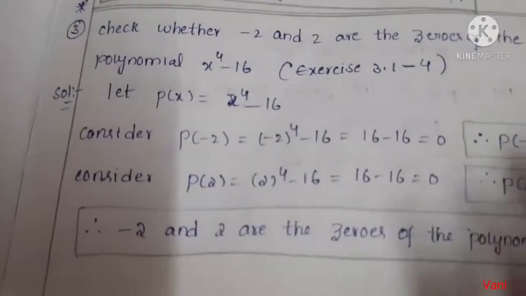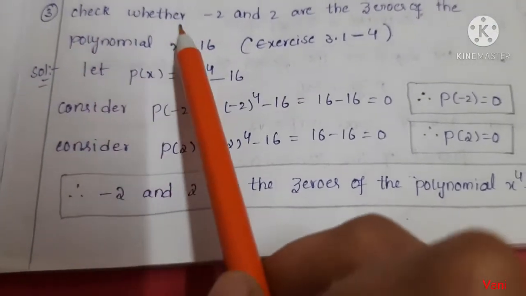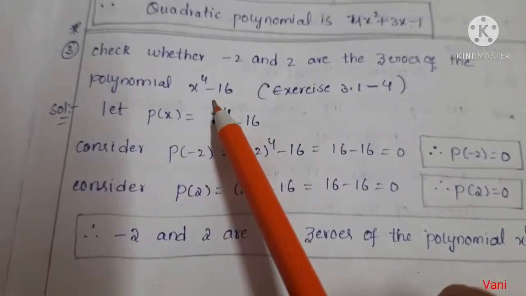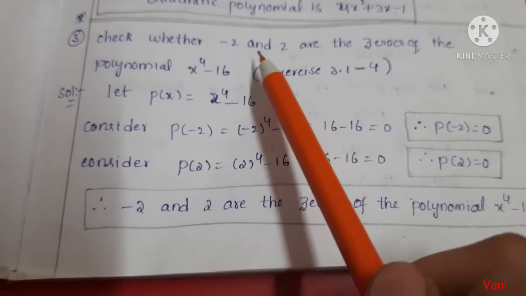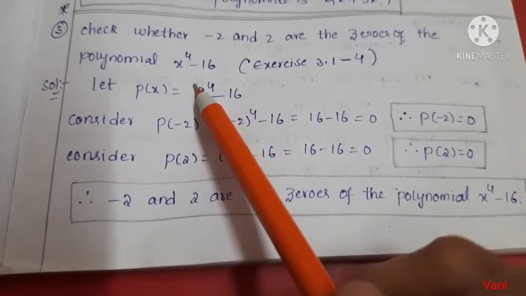Hi children, so in 2 marks questions, third problem. Check whether minus 2 and 2 are the zeros of the polynomial x power 4 minus 16. See, they have given the polynomial and zeros. We have to verify whether these are the zeros of the polynomial or not.